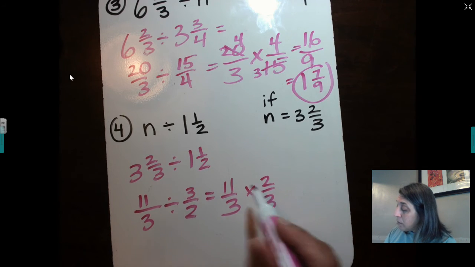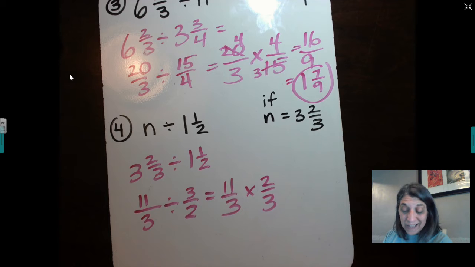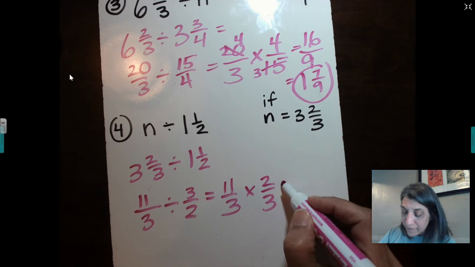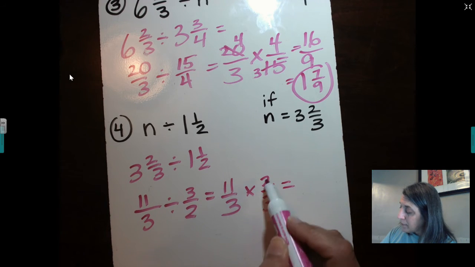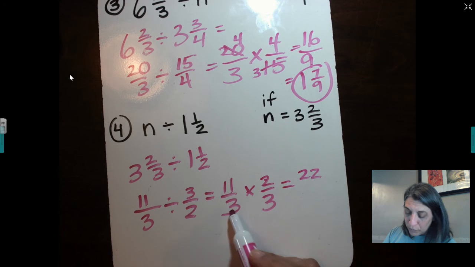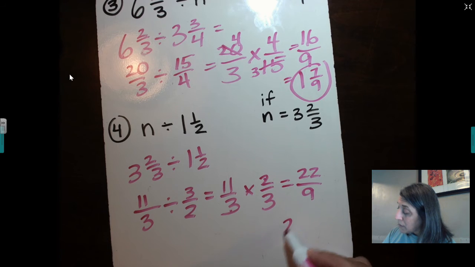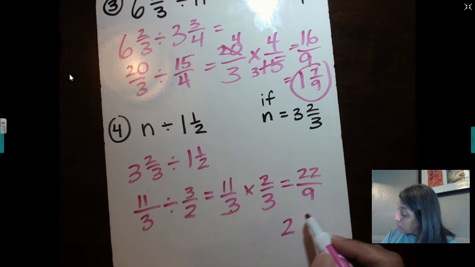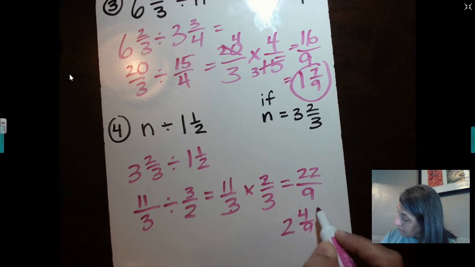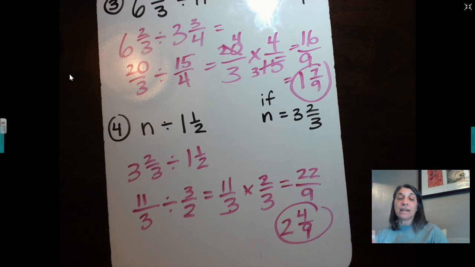Okay, so now I can't really do any simplifying here, so I'm just going to have to multiply across. 11 times 2 is 22. 3 times 3 is 9. 9 goes into 22 2 times. That leaves me 18 with a remainder of 4/9. So you should have gotten 2 and 4/9.